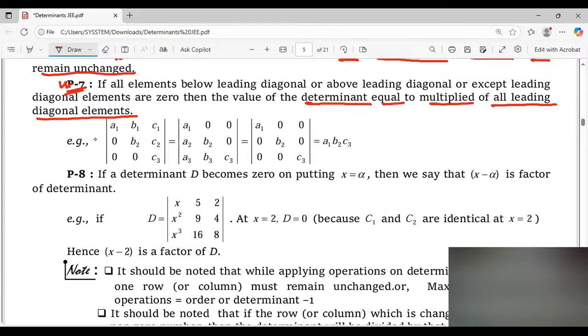So this is the first determinant A1 B1 C1, 0 B2 C2, 0 0 C3, which equals here will be A1, and we write the first column in the first row, the second column in the second row, and the third column, 0 0 C3, this is the third column. There is no problem understanding this one.